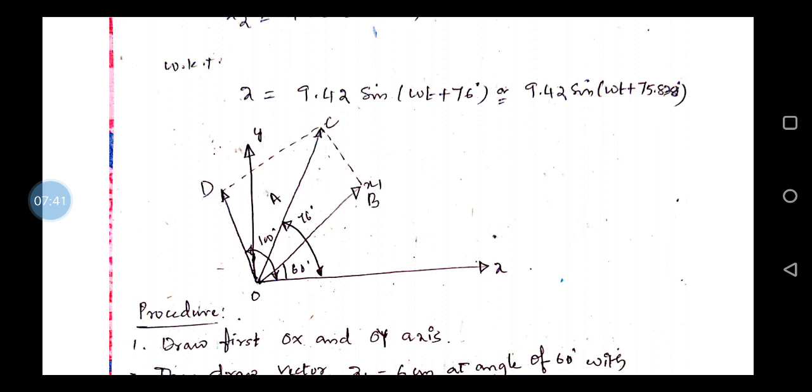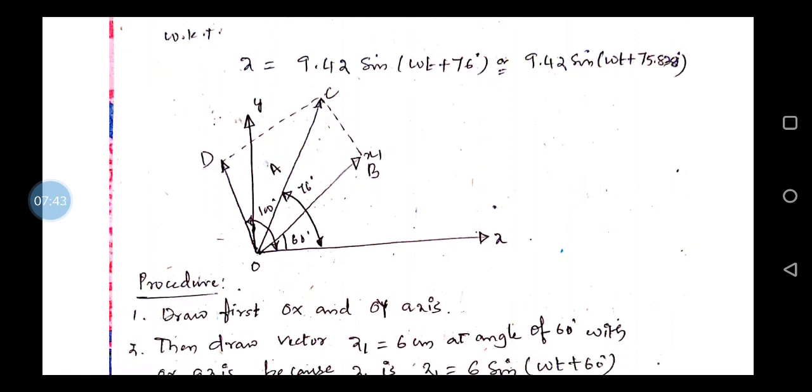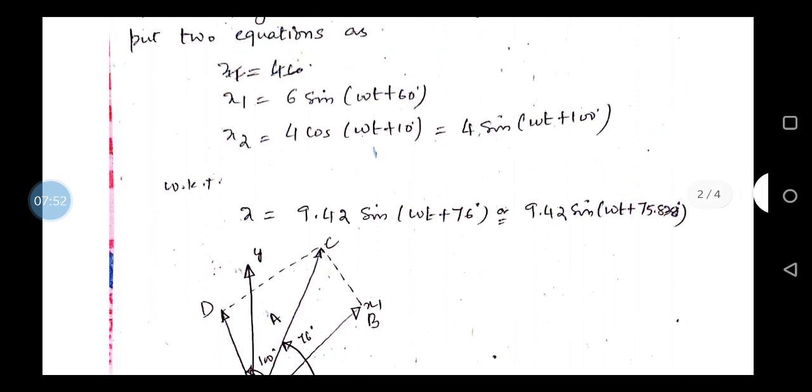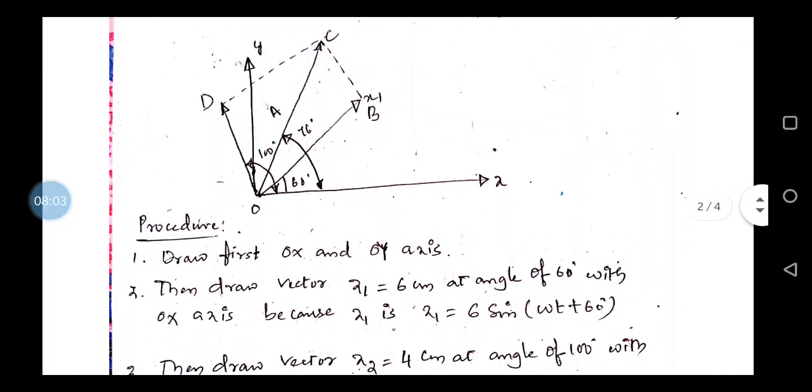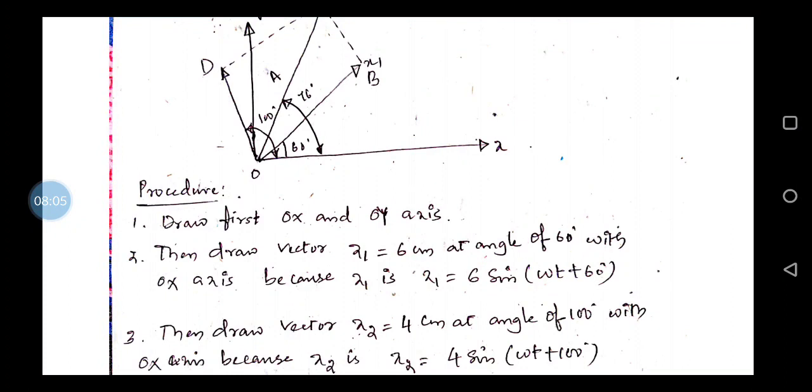Then draw the vector x1 equal to 6 centimeter at an angle of 60 degrees with the OX axis, because we know that x1 is 6 sine of omega t plus 60 degrees. So here the value of a is 6 and the value of alpha is 60 degrees. So at an angle of 60 degrees, draw a 6 centimeter line and mark it as B, which is nothing but x1.